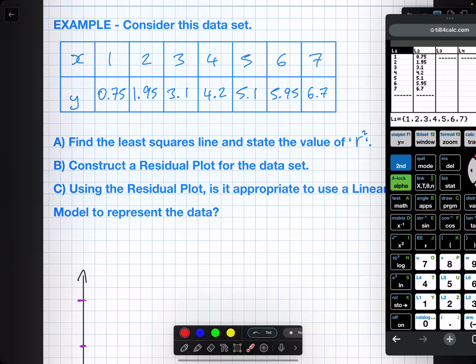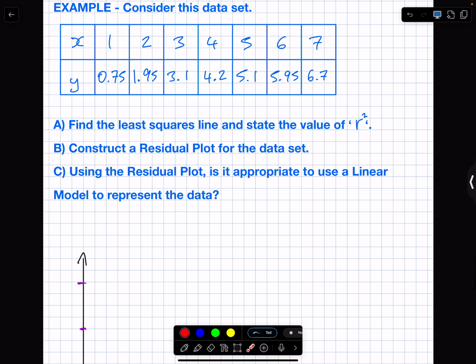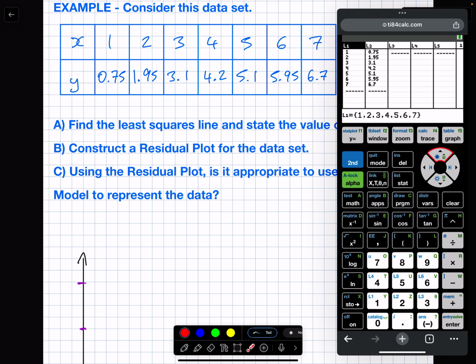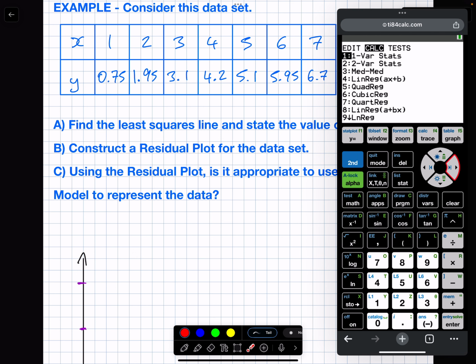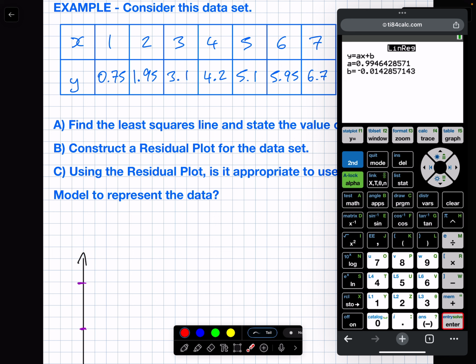So I've entered the data. In our example question, find the least squares line, that's the line of best fit, and state the value of R squared. The question is asking me to find R squared. My diagnostics aren't on right now. So if I did stat, calc, lin, reg, it's going to tell me the line of best fit. It's going to answer part of that question, but I don't currently know what R squared is. So you tell me how to turn diagnostics on. I press something.